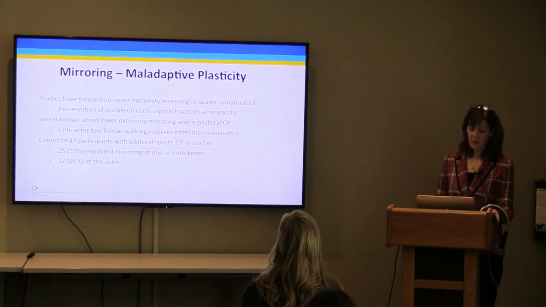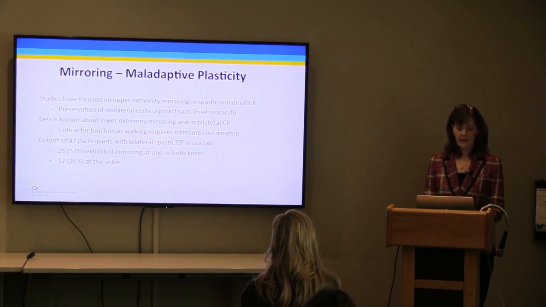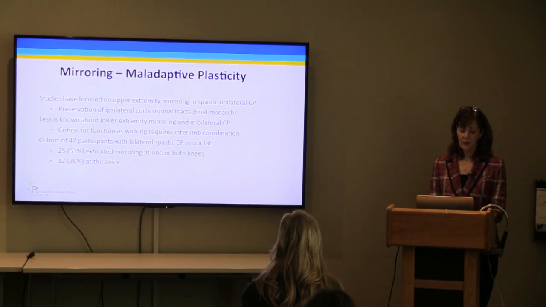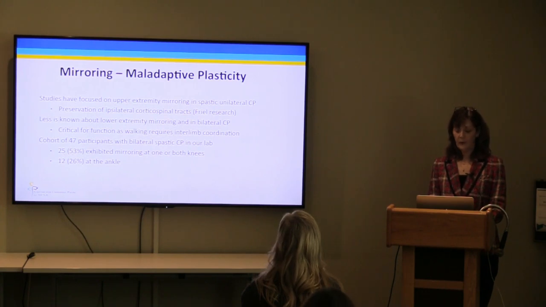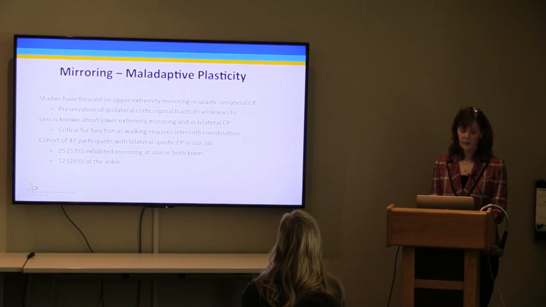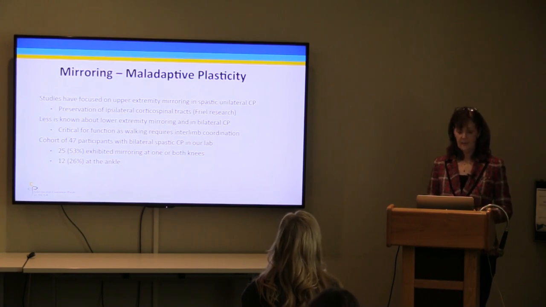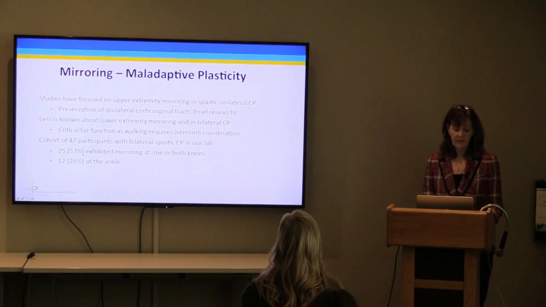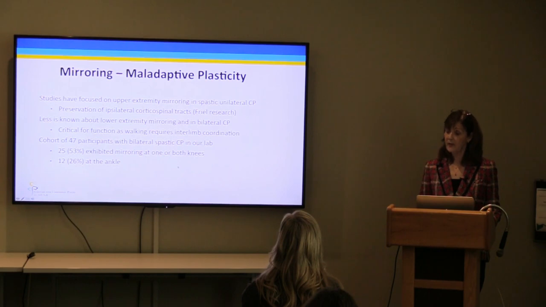Studies have focused on the upper extremity and found, in animal studies, a preservation of ipsilateral corticospinal tracts, but less is known about the lower extremity and also about bilateral CP. This is critical for function if we're looking at walking, which requires interlimb coordination. So we had 47 children with bilateral cerebral palsy in both legs, sometimes called spastic diplegia. And we found that over 50% of them exhibited mirroring at one or both knees and 26% at the ankle. That's a pretty high proportion of patients that have this abnormal impairment.